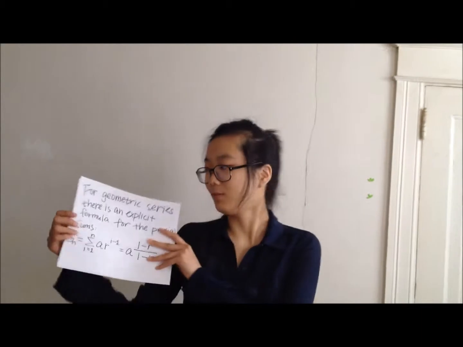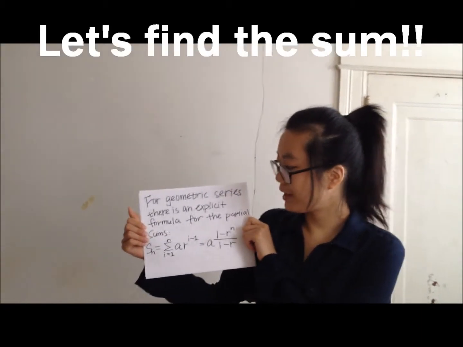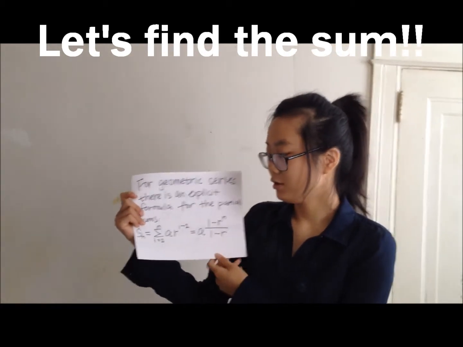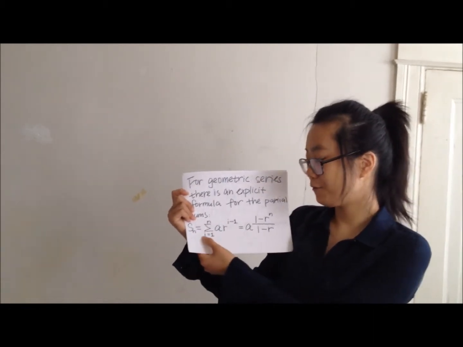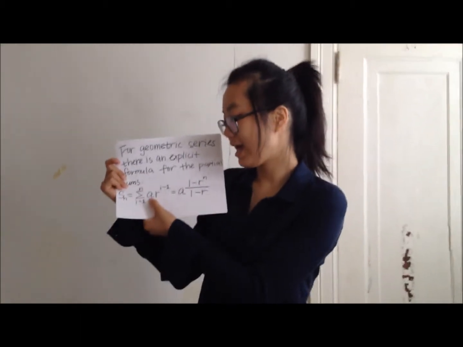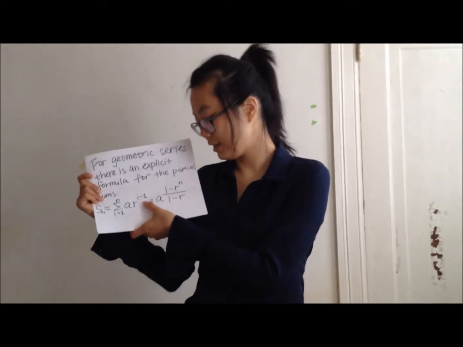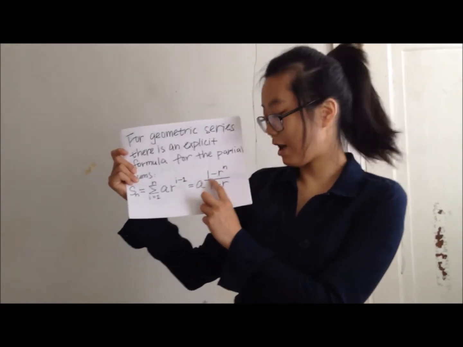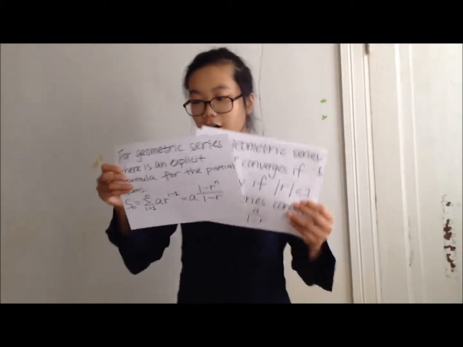Okay, so let's see if we know how to find the nth term, how about how to find the sum? So for the geometry series, there is an expressive formula for the sum. So Sn will equal to the sum from i equal 1 to n, a multiplied r to the power of i minus 1, which will be a multiplied by 1 minus r to the nth power over 1 minus r.